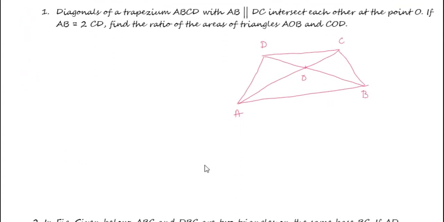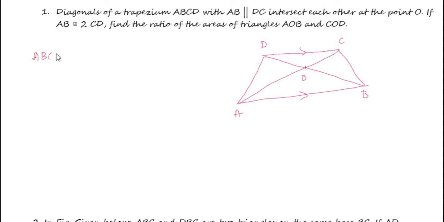Now let us get into solving some problems. Exercise number 1. Diagonals of a trapezium ABCD with AB parallel to DC intersect each other at point O. If AB equals 2CD, find the ratio of the areas of the triangles AOB and COD. What is given here?